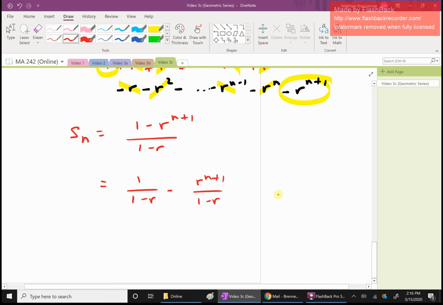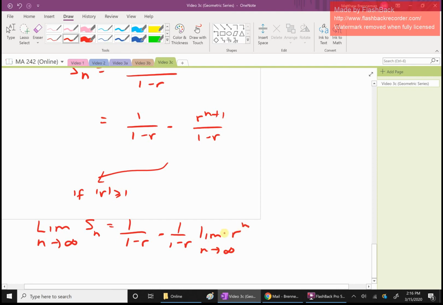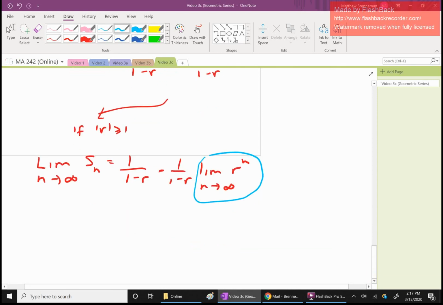So notice that I'm going to look at two different cases here. If the absolute value of r is greater than or equal to 1, the limit as n goes to infinity of the partial sums is equal to 1 over 1 minus r minus 1 over 1 minus r times the limit as n goes to infinity of r to the nth. And this does not go to 0, very clearly. Why? Because the base is greater than 1, and when you raise a number greater than 1 to an increasing power, it diverges to positive infinity. This is an exponential function, actually. And so this is not equal to 0, which tells me that it does not converge.